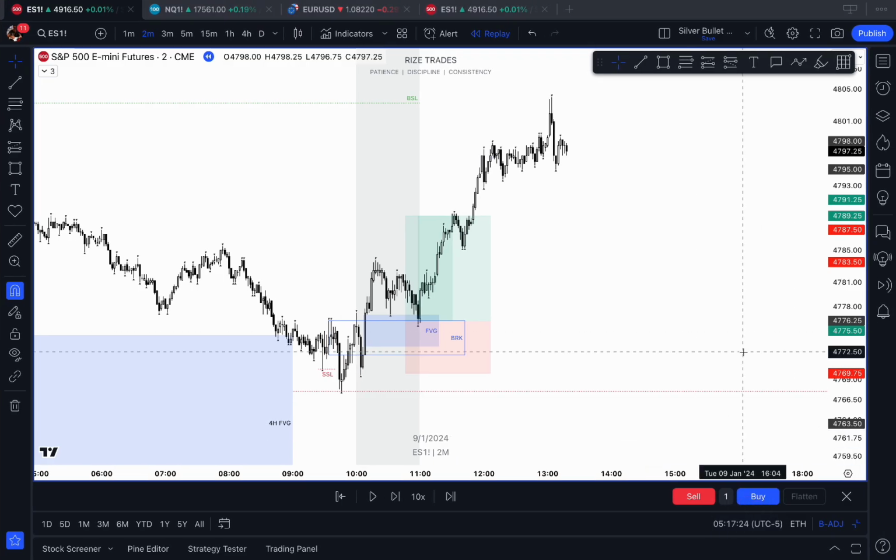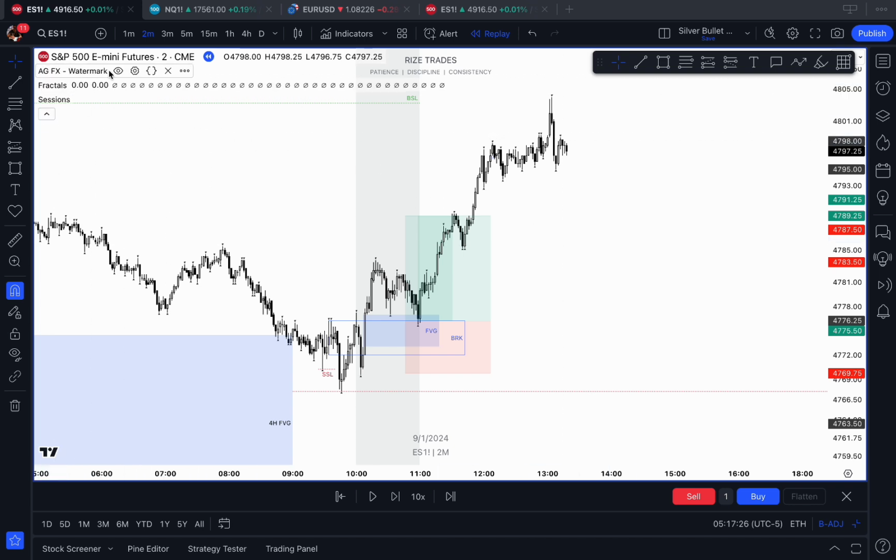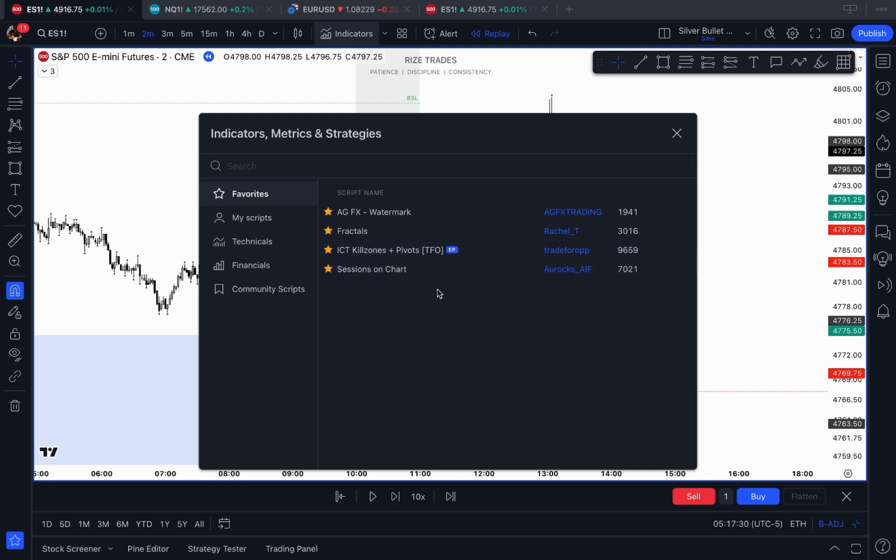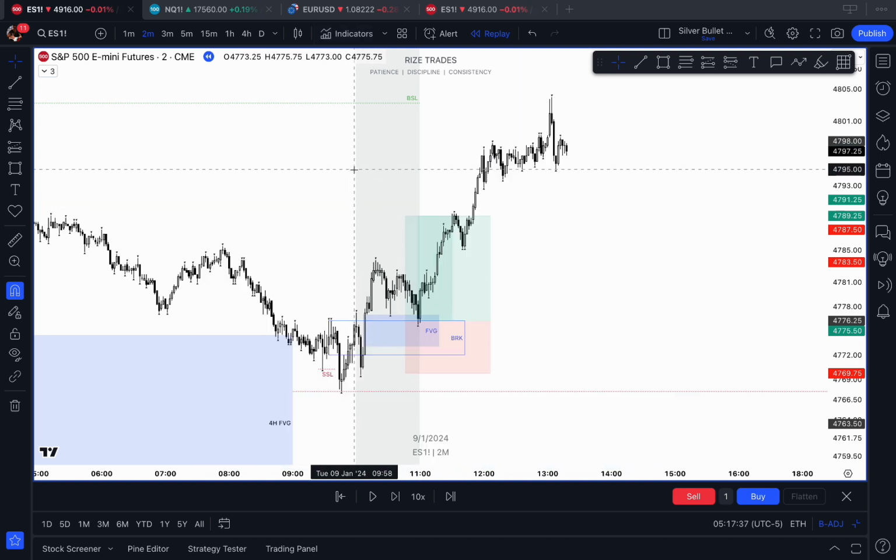So in terms of indicators, there's only one that you really need to add to your chart. So go up here, click indicators, and this is the one that I use, sessions on chart by Aurochs AIF. So then just put in your trading windows. Here you can see this is obviously 10 to 11 New York time, so New York AM silver bullet.